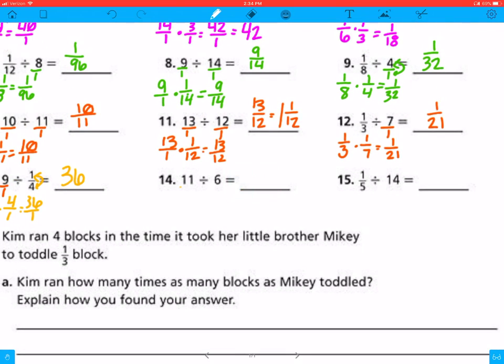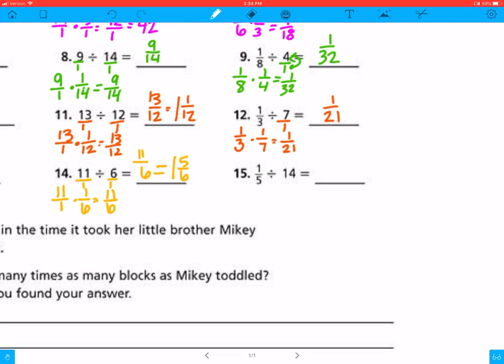11 divided by 6 is like saying 11 over 1 multiplied by 1/6, which is equal to 11/6, which is equal to 1 and 5/6. Then again, I could check my answer by saying 6 multiplied by my whole number of 1 is 6, plus 5 is 11. I get my same fraction that I had.